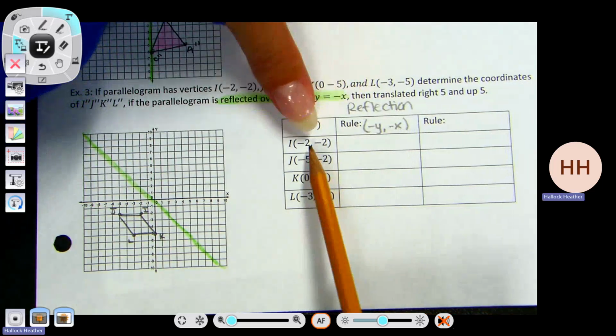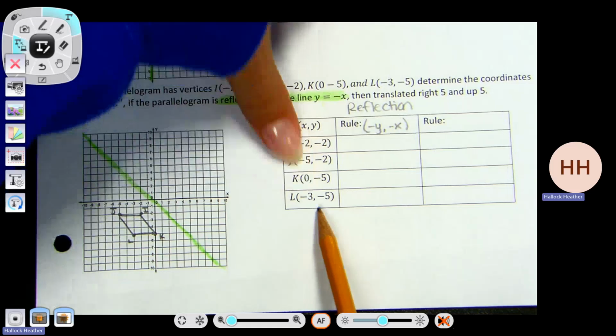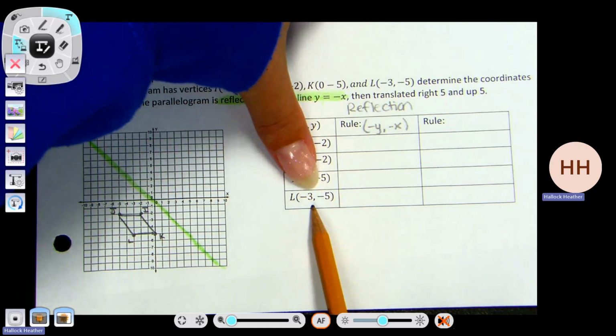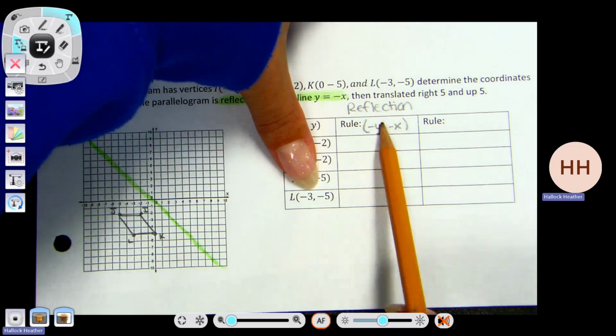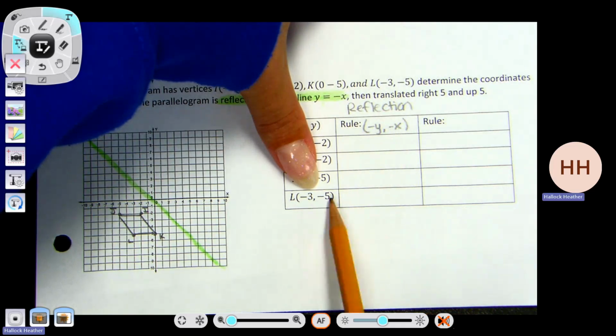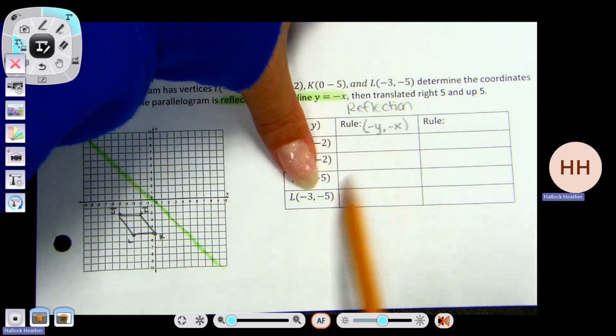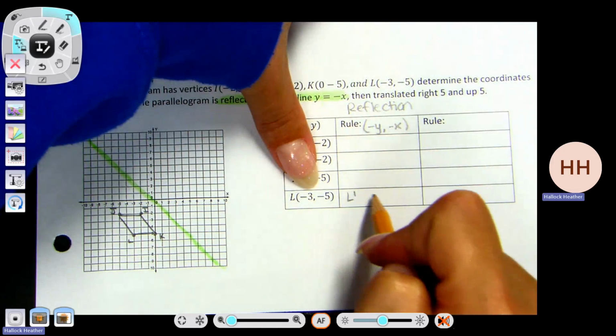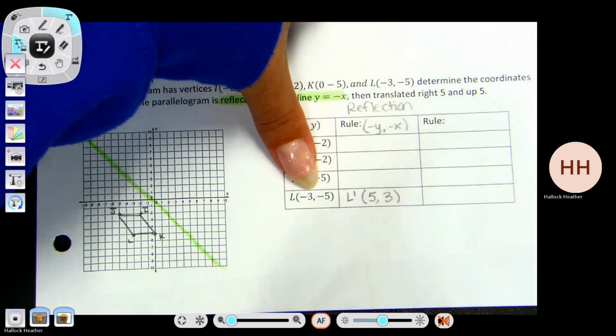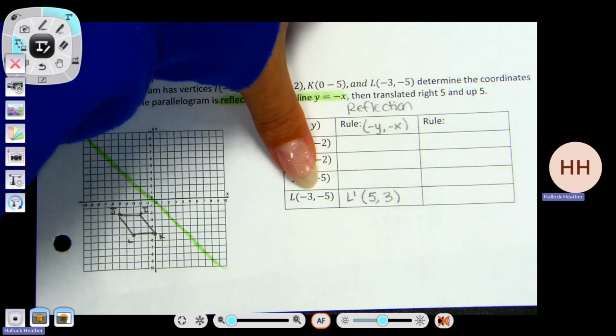Let's start with L, because I doesn't work well, it's the same number. If I flip this and I make it negative, but it's already negative, what do double negatives make? Positive. So the coordinate point is 5, 3. If it's positive, it becomes negative. If it's negative, it becomes positive. So it basically changes the sign.